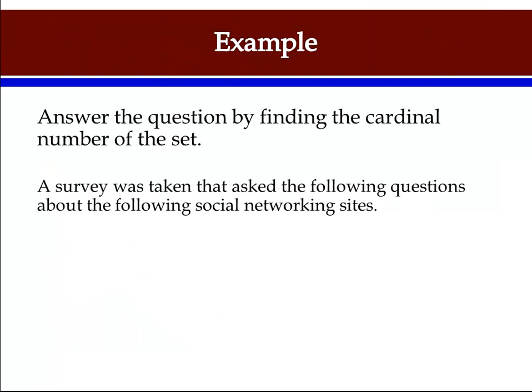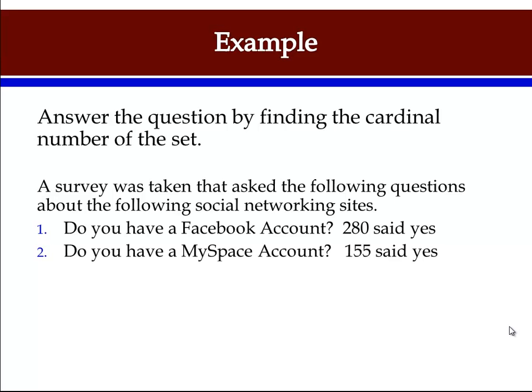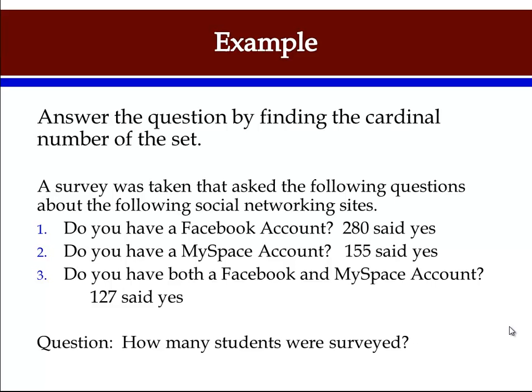So in this example, we'll answer the question by finding the cardinal number of the set. A survey was taken that asked the following questions about the following social network sites. Number 1, do you have a Facebook account? 280 of those surveyed said yes. Question number 2, do you have a MySpace account? And 155 said yes. Question number 3, do you have both a Facebook and a MySpace account? 127 of those surveyed said yes. How many students were surveyed? So each student was asked these 3 questions.